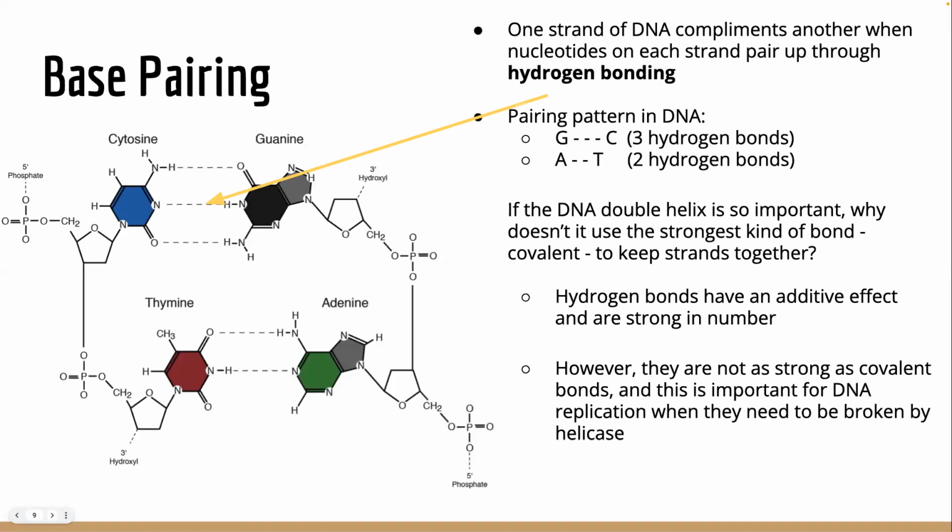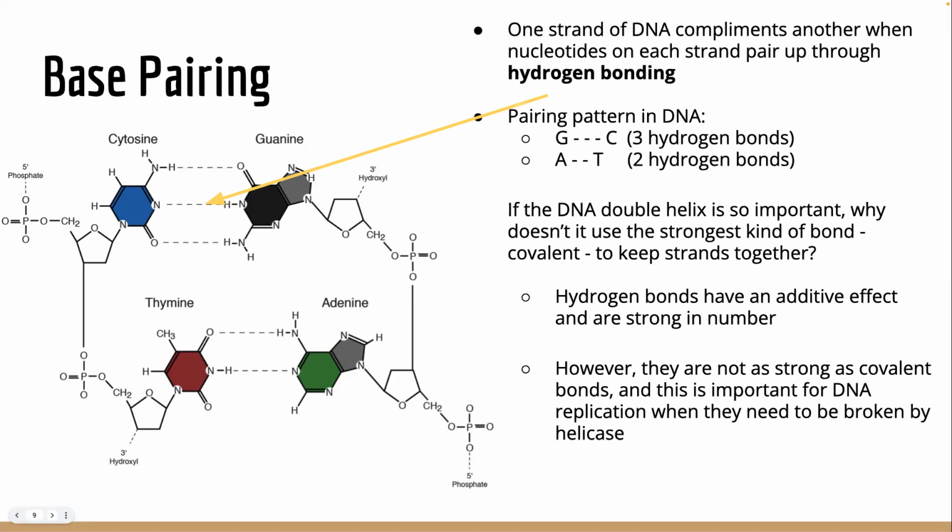So a little bit more about base pairing. The bonds between the nitrogenous bases are hydrogen bonds. Adenine and thymine have 2 hydrogen bonds, and guanine and cytosine have 3 hydrogen bonds. So the more hydrogen bonds, the harder it is to break. Just remember that.